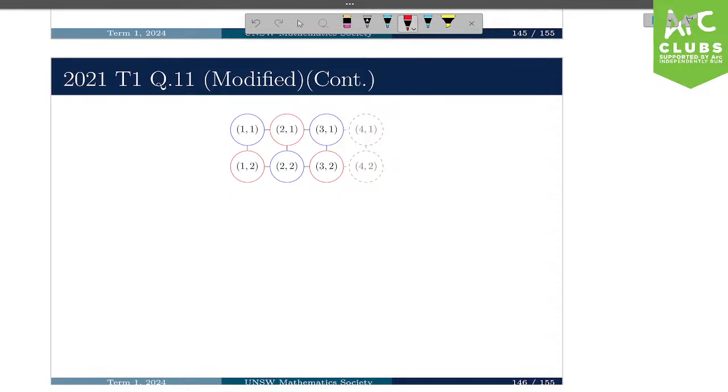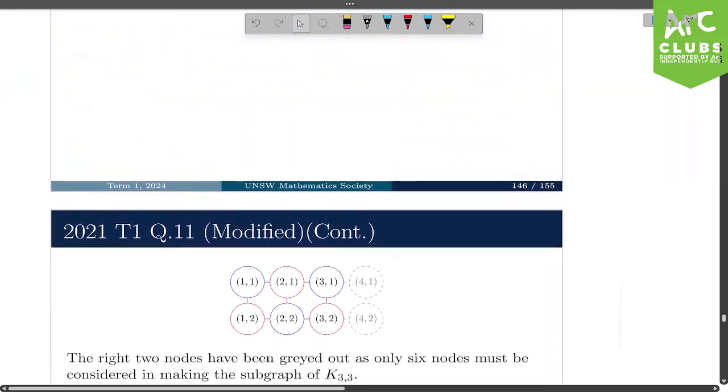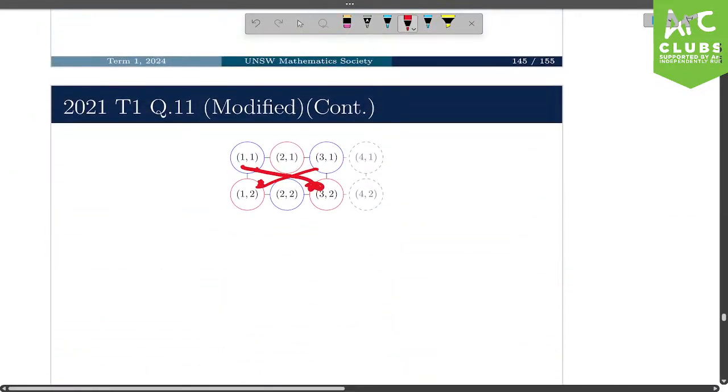So let's see. This red vertex here is connected to all the blue vertices, right? So it's fine. But this red vertex here is only connected to these 2 and needs to be connected to 1 more blue vertex, this one. Okay? And to finish it off to be a K33 bipartite graph, this red vertex here needs to be connected to this blue vertex. Bang. Now, as you can see, this is now a bipartite graph.